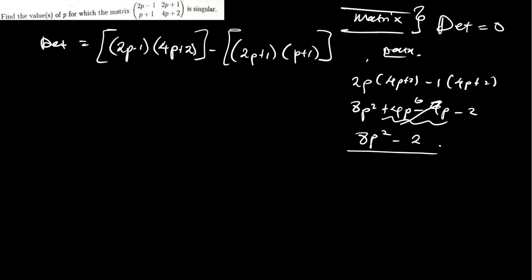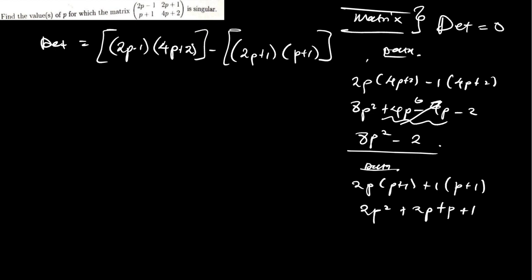So for that one, we can do the other one as well. That would be 2p times p plus 1, plus 1 times p plus 1. So 2p by p is 2p squared, 2p by 1 is 2p, then you get plus p plus 1. So you have 2p squared plus 3p plus 1.